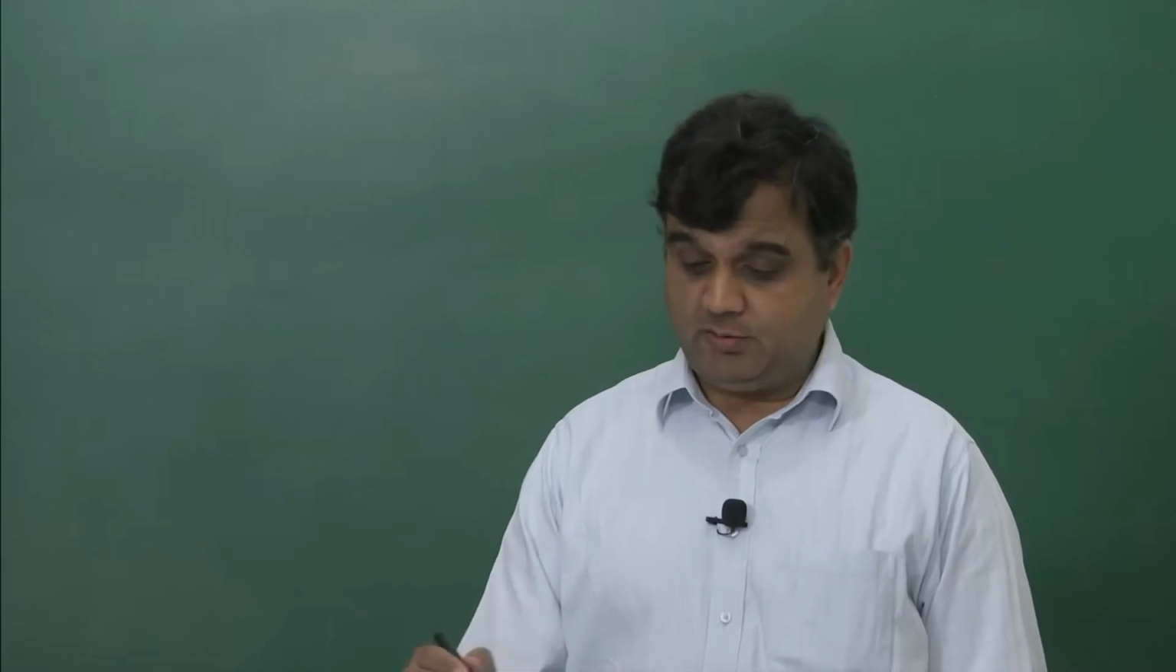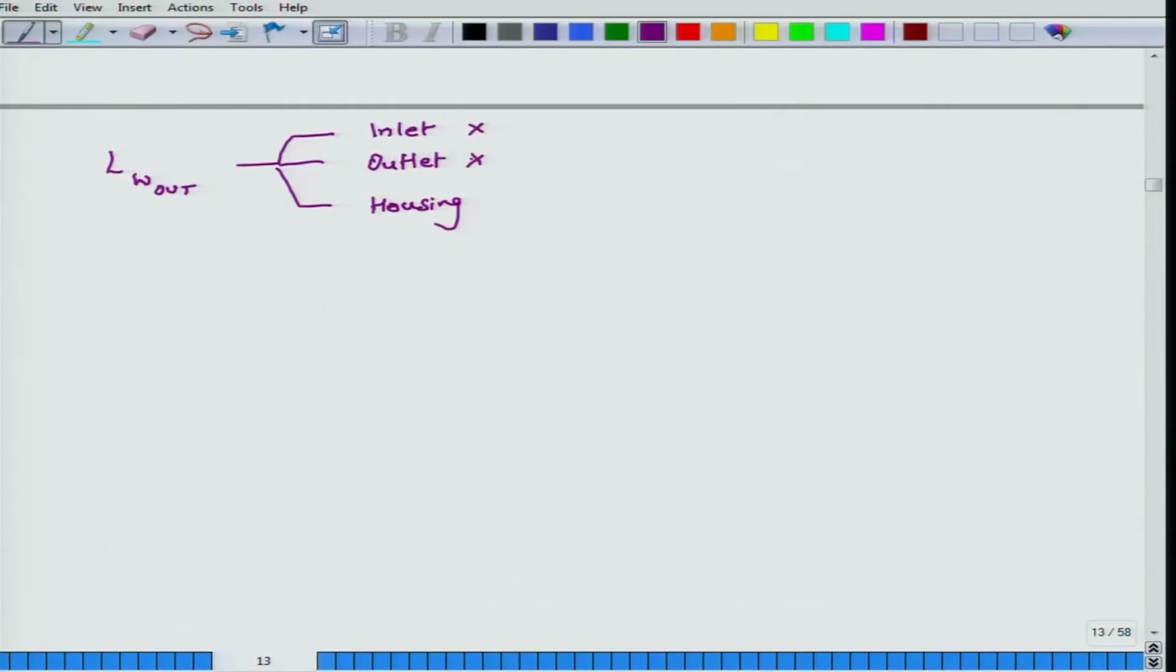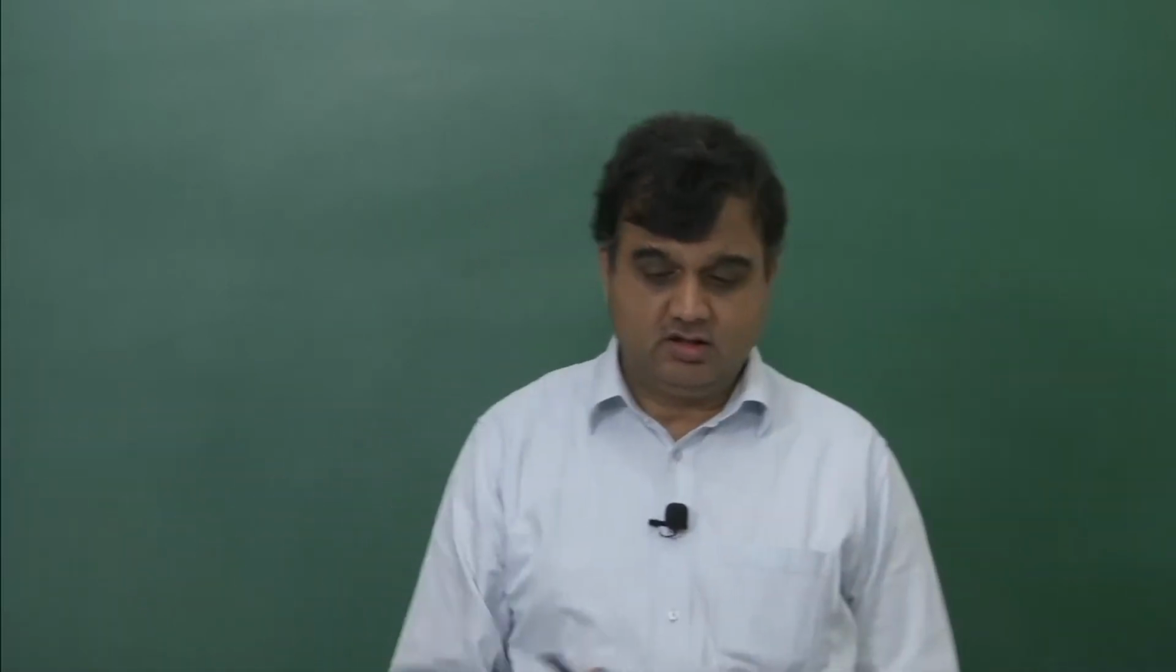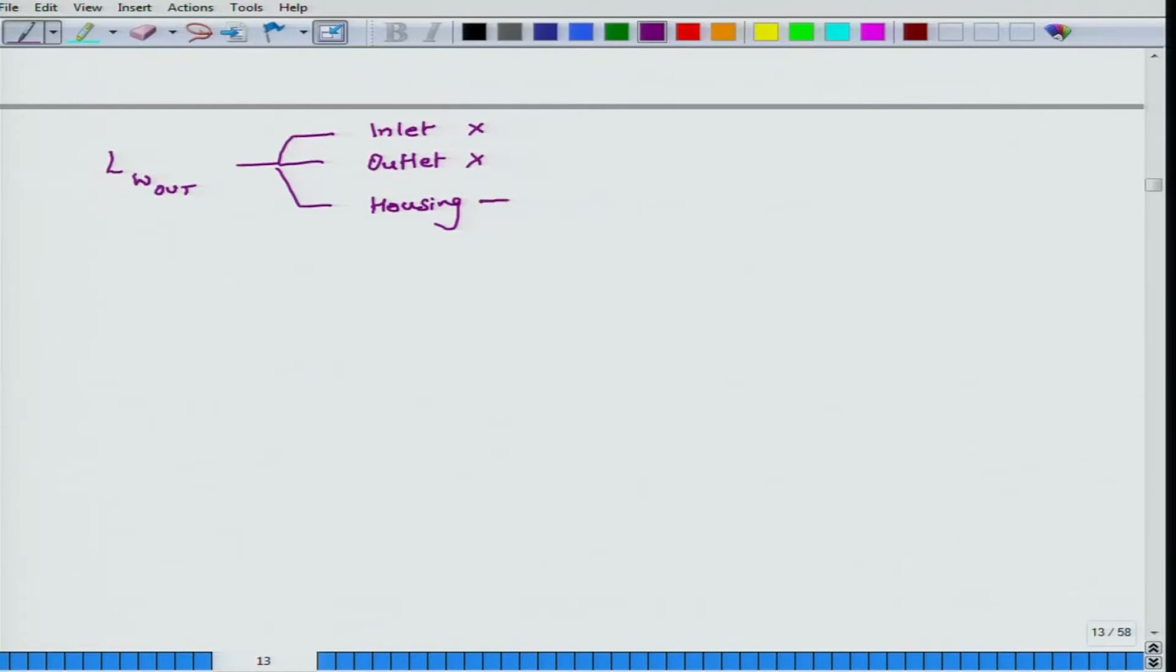Now in our problem, inlet and outlet are irrelevant, because we said that they are connected to the pipe. So, no noise is coming from the inlet or outlet. The only noise coming is through the housing. Okay. So, we will compute LW out for housing. I will just put H, and again this is for specific frequency bands. So, first I will calculate for 500 hertz.